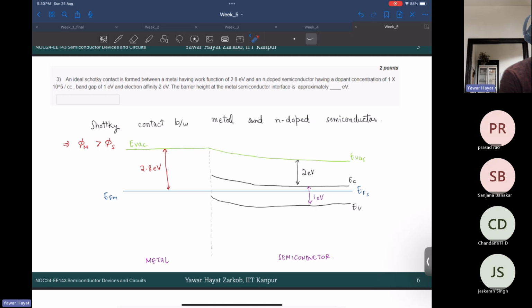The barrier height at the metal semiconductor interface, that is what we are interested in. We have the following information. We know the work function of the metal. We know the electron affinity on the semiconductor side. We know the band gap. What else do we know? We also know that we have an n-doped semiconductor that has a dopant concentration of 1 into 10 to the power 5 per centimeter cube. How will we compute phi b? And the more important question is, what are the quantities that we shall be needing to compute that?